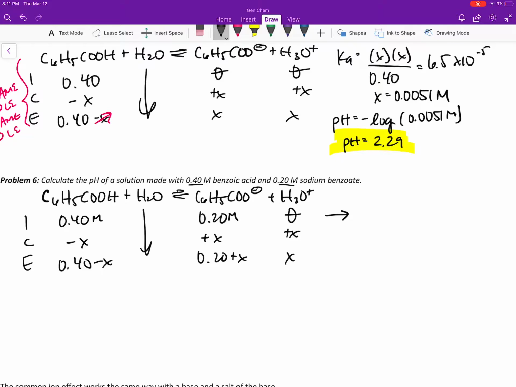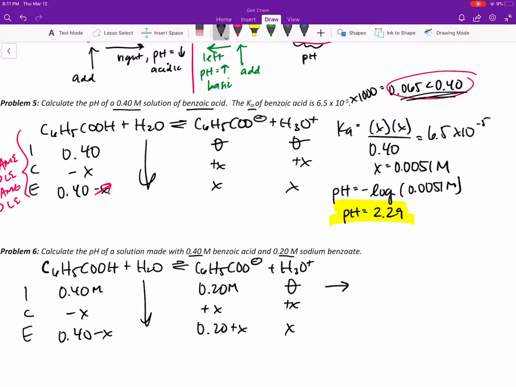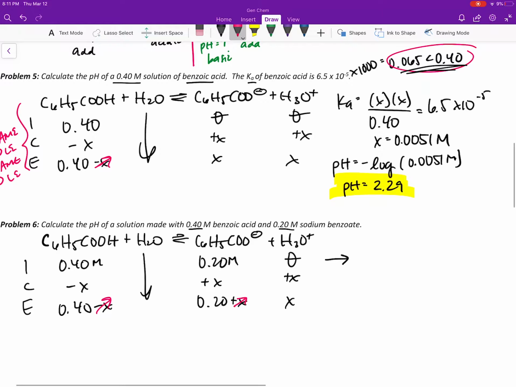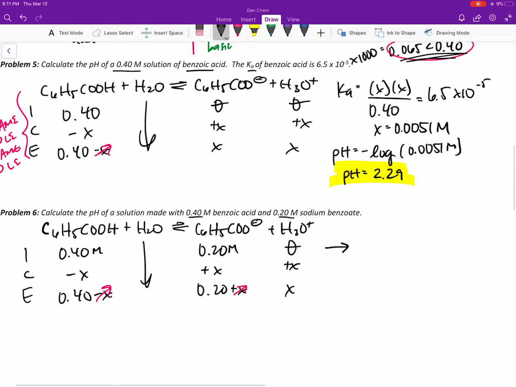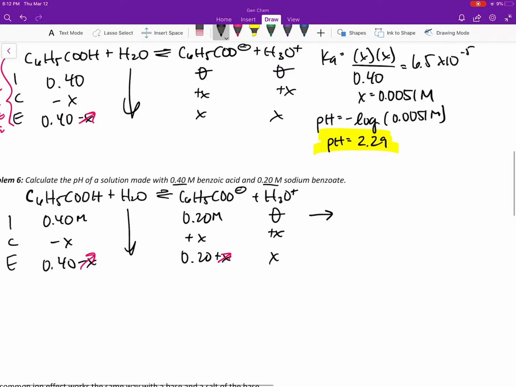Because if you remember up here, we solved for this, and it was much less than 0.4. Well, if it's less than 0.4, it's still going to be less than 0.2. So what that means is I can get rid of both of these, because the rule doesn't matter if it's got 1 or 2 plus x or minus x. All that matters is if it's less than, then it's negligible. So I'm going to go ahead and set up my expression. I have Ka. Now I have 0.2 times x because my equilibrium values are not just x and x.